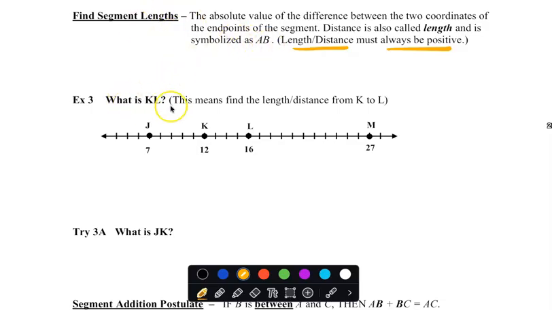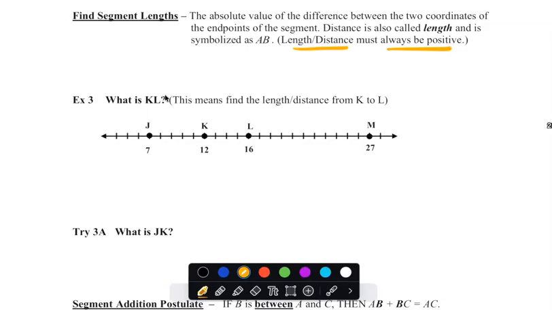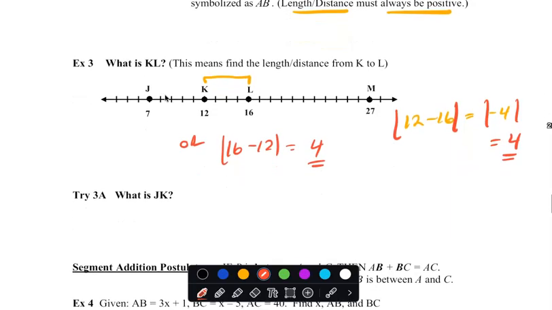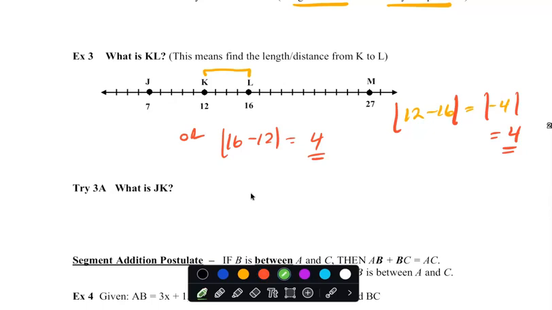So like here, what is KL? We want to figure out how far it is from K to L. You could write either 15 minus 16, which you might say is negative 4, but we don't care about that. We just care about how far it is. We're going to do absolute value, so it's just 4. Or you could say 16 minus 12, which is 4. With that in mind, JK, right? JK is from here to here. Just go, how far is that from that? That is 5 away.